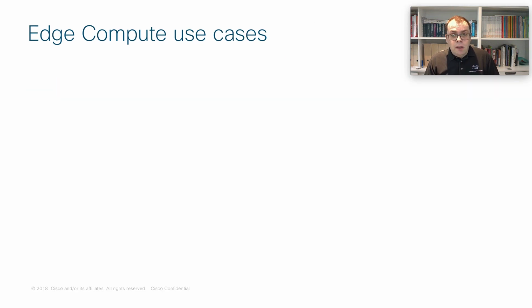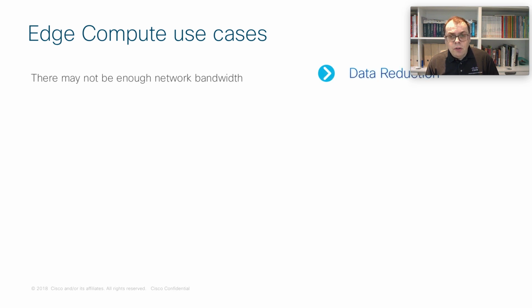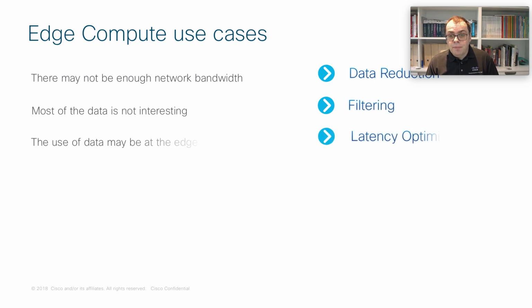Okay, so if we move a little bit away from those verticals, let's look at the typical use cases where it makes sense to use Kinetic or the fog computing approach. Number one is data reduction. We have way too much data. We need to treat it locally, or we need to do some data filtering, so it's going to help reduce the data.